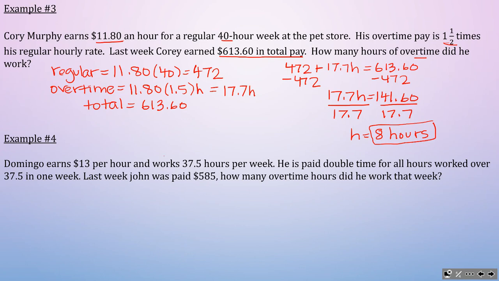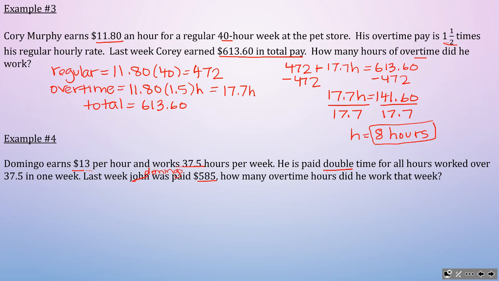Example number 4: Domingo earns $13 per hour and works 37.5 hours per week. He is paid double time for all hours worked over 37.5 in 1 week. Last week, Domingo was paid $585. (The slide says John, but that's supposed to say Domingo.) How many overtime hours did he work that week?